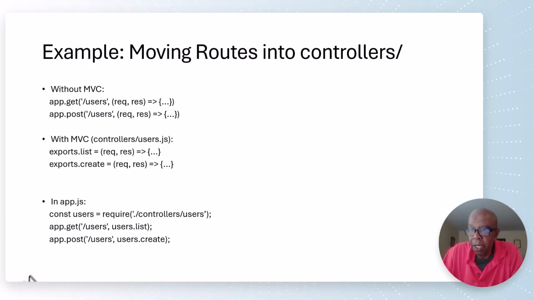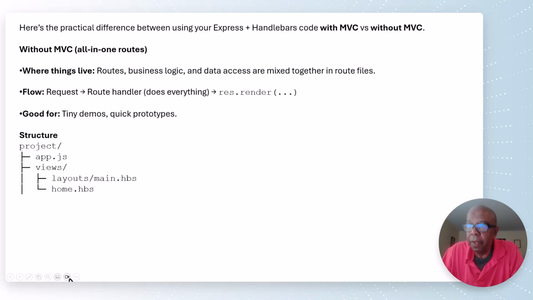Okay, here's where we're talking about the structure. Without MVC, where things live, routes, business logic, and data access are all mixed together and put in route files. So there's really no organization. I can put anything anywhere that I want to with non-MVC implementations.